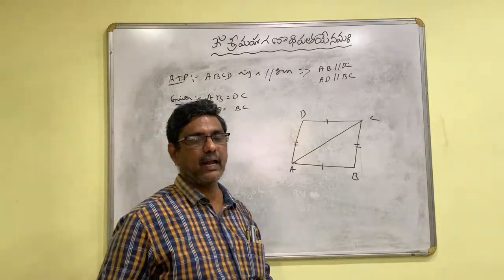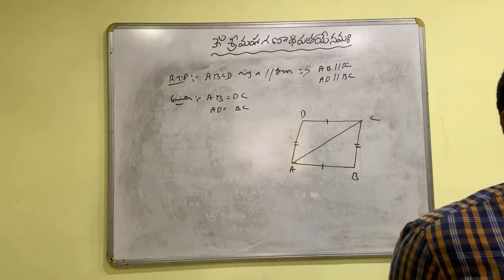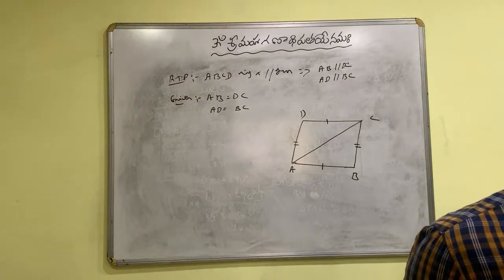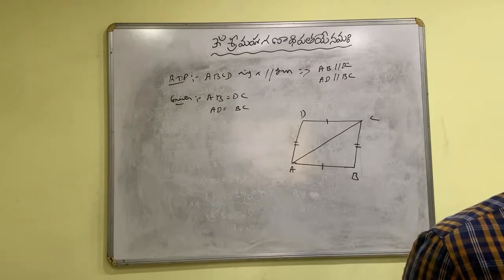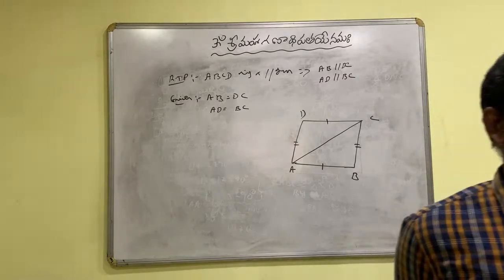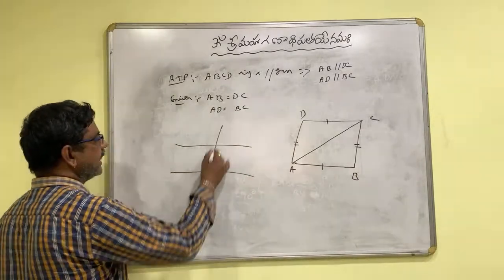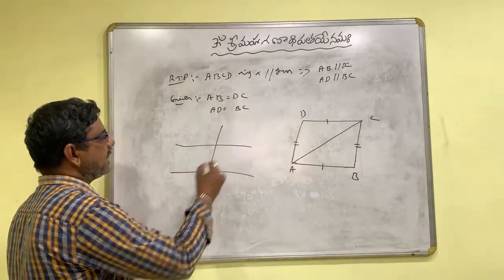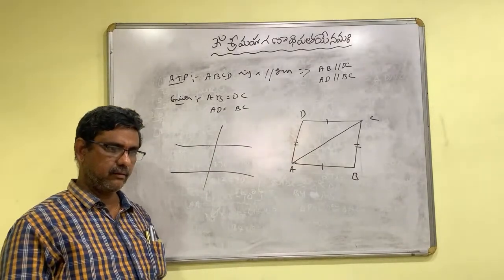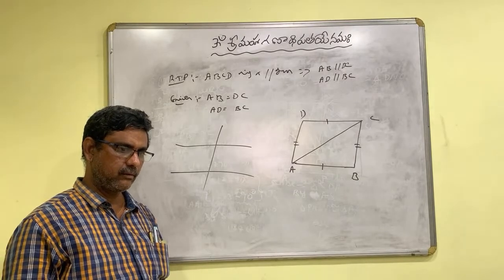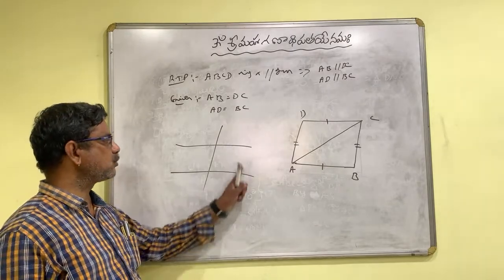After that, in order to prove that two lines are parallel, what do we have to prove? Here there are two lines, and here is a transversal. Now to prove that these two lines are parallel, what do we have to prove? How can we prove that these two lines are parallel?